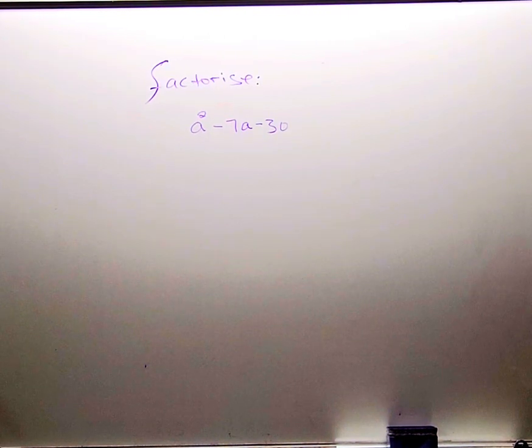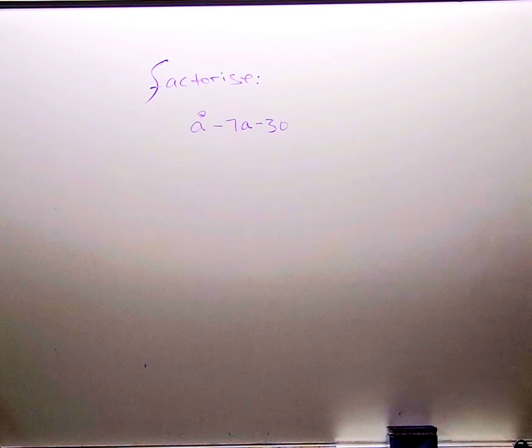Yeah, we have to factorize a square minus 7a minus 30. In order to factorize this, we need to understand what factorize means and why we factorize in mathematics. Very simple. We factorize to make many terms one term, to change many terms into one term. So where should I begin?